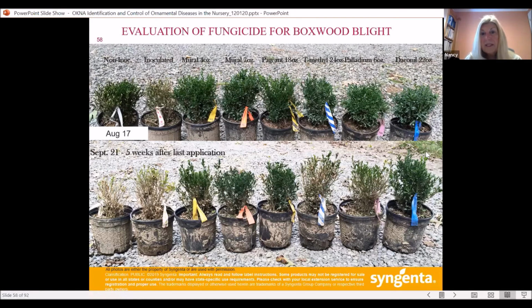But then 5 weeks later, after no fungicides had been applied, that's the real test. And so you can see here, Daconil is still a clear winner here, providing excellent residual control. Here we've got Pageant and MURAL also working really well, providing that residual activity that you need. You're going to need to use MURAL at the 7-ounce rate as opposed to the 4-ounce rate, but you can see some really nice protection there.